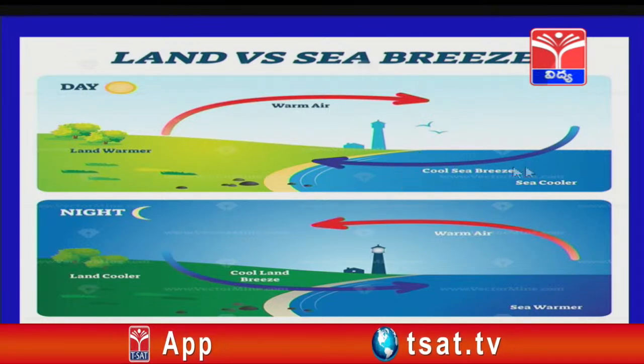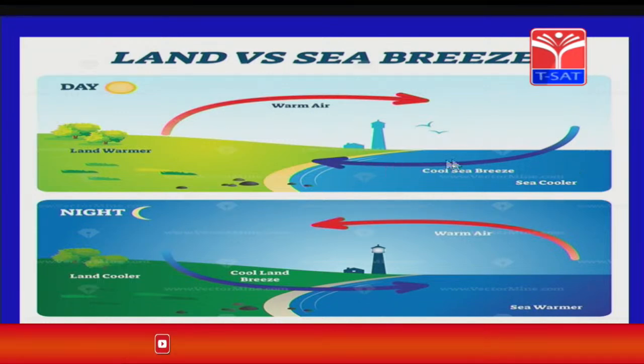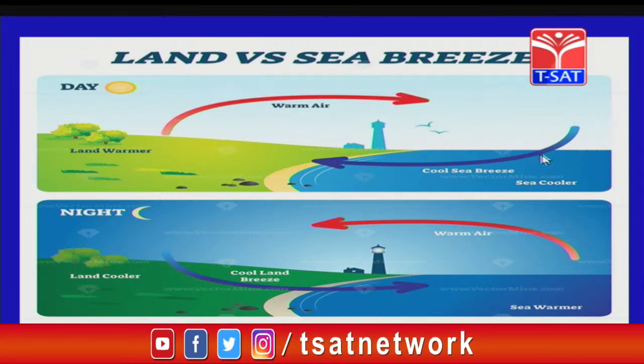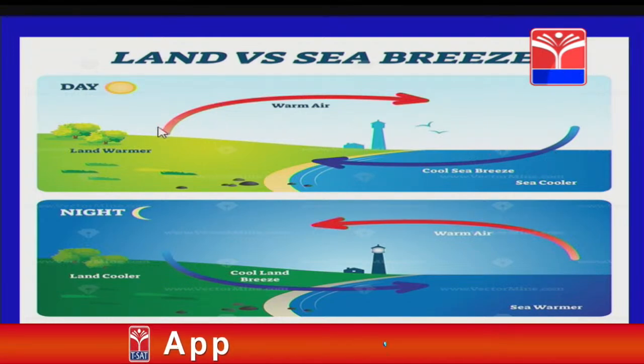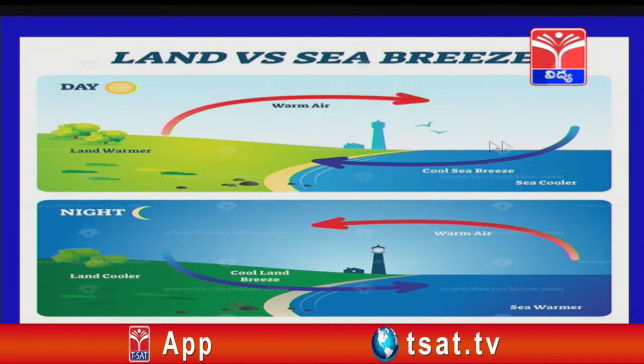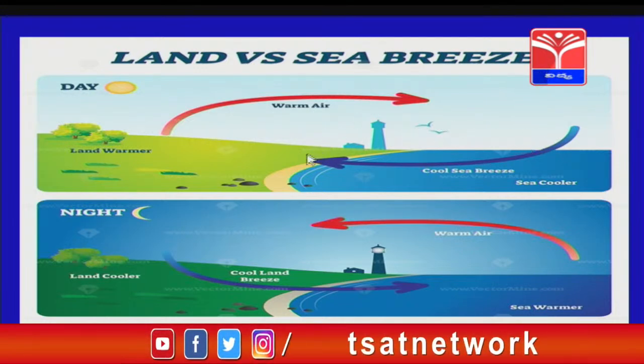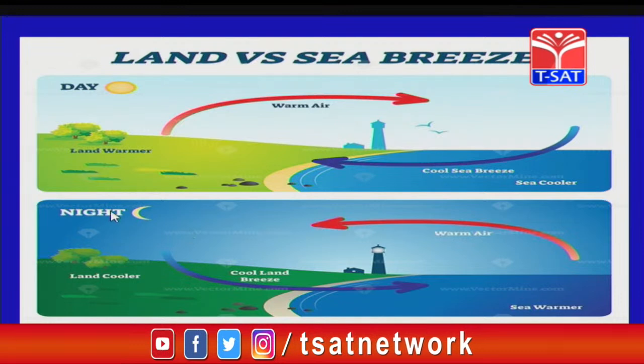On the river water, you see the air is cool. So, what happens? Air is less here. This cool air is moving into the land. So, the breeze is coming from the sea towards the land. We call it sea breeze. Am I clear, children? Now, what happens during the night time?